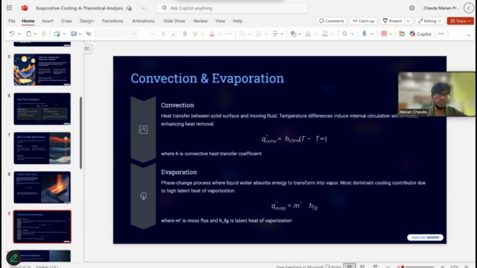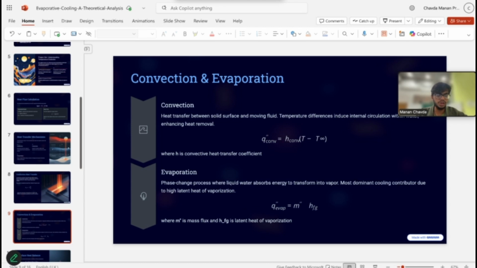So basically, in convection, what happens is convection happens inside the droplet because of the temperature differences. As the bottom layer heats up, it becomes lighter and rises, while the cooler water moves down. This internal movement increases the heat removal rate, and evaporation is the most dominant cooling mechanism.